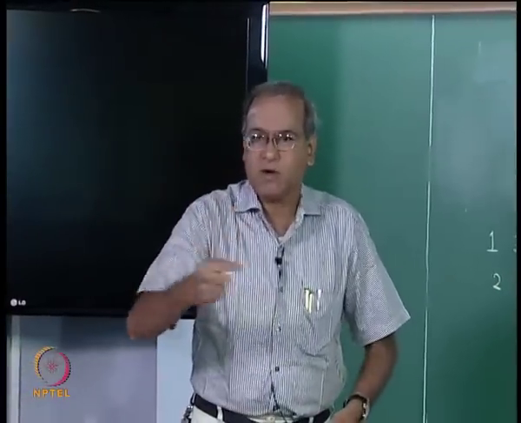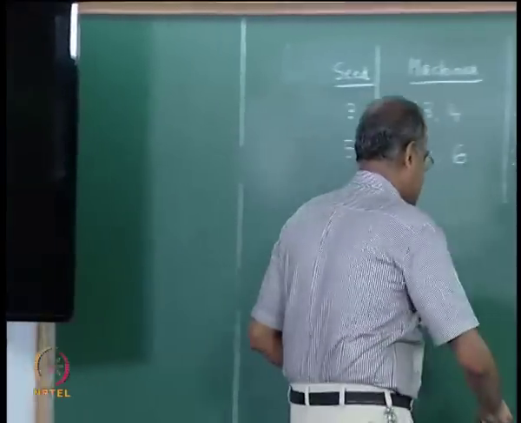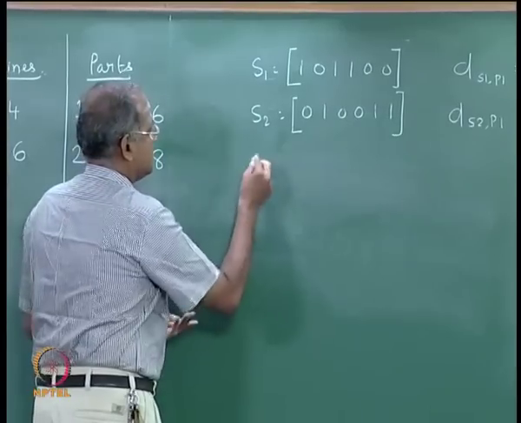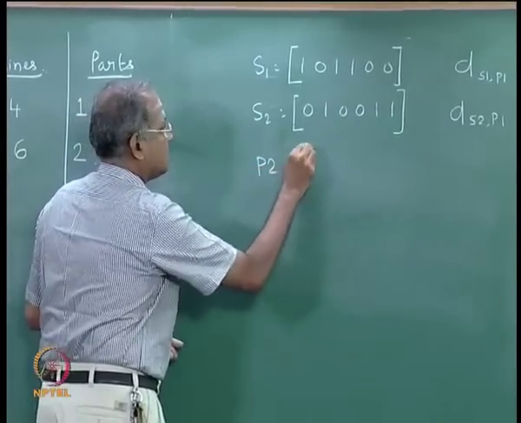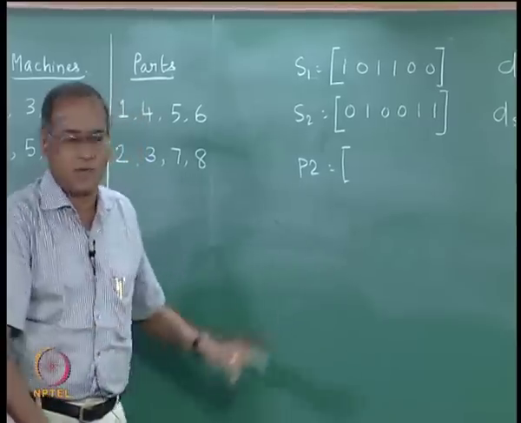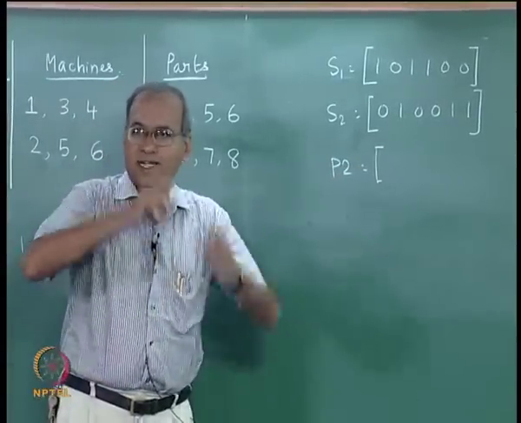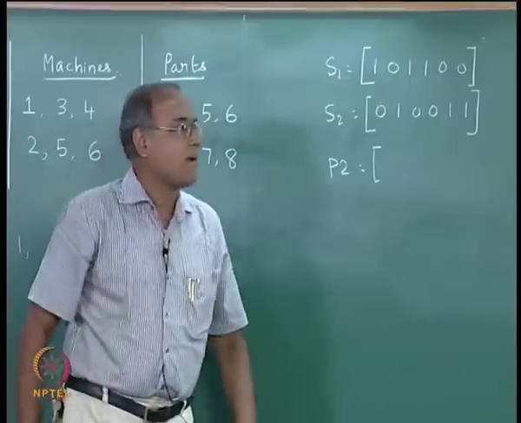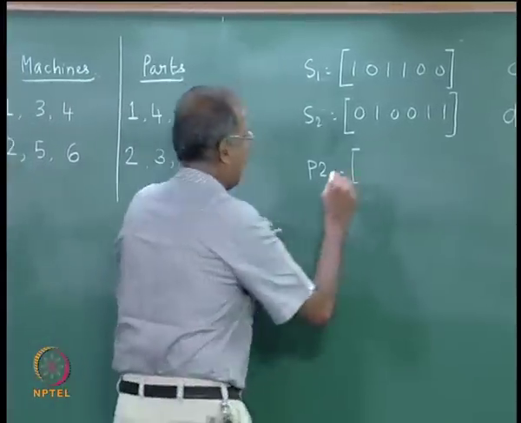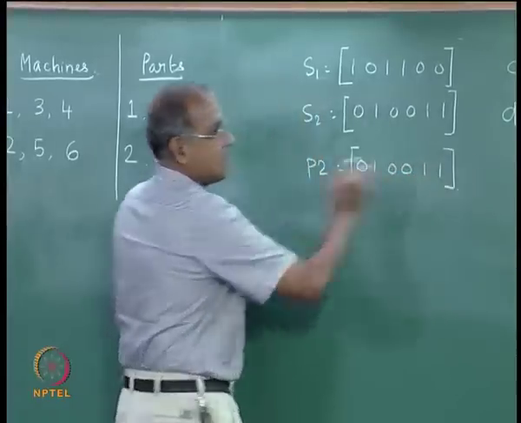Let me show one more illustration and not all the 8 of them. Let me show one more illustration to understand this. So, let us take P2, except that I am not writing them as column vectors, I am writing everything consistently as a row vector. One could write it as a column vector and map it. So, part 2 is 0 1 0 0 1 1.